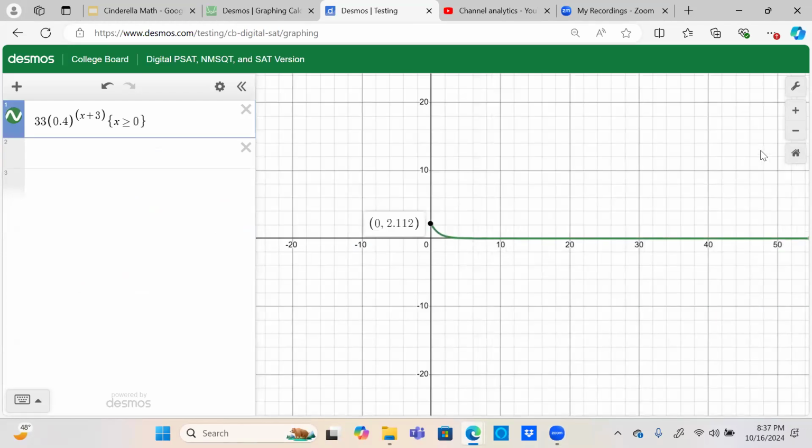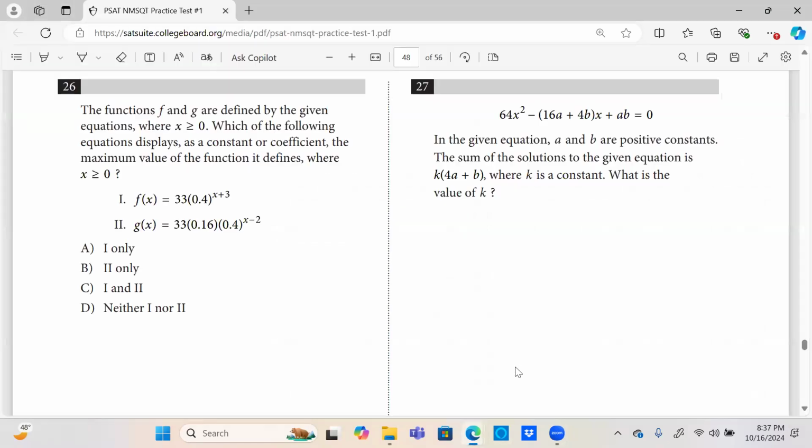It is 2.122. Well, that's not showing in our function, right? That's not this, that's not this, that's not this. And actually, I don't think we're looking at the exponent. Let's try the second one. I can turn this one off by clicking right there. Okay, second one. 33 times 0.16 times 0.4 to the x minus 2.